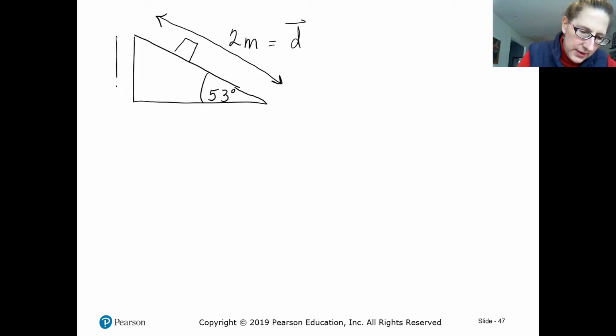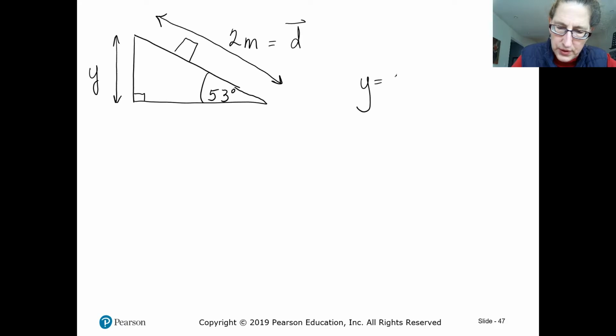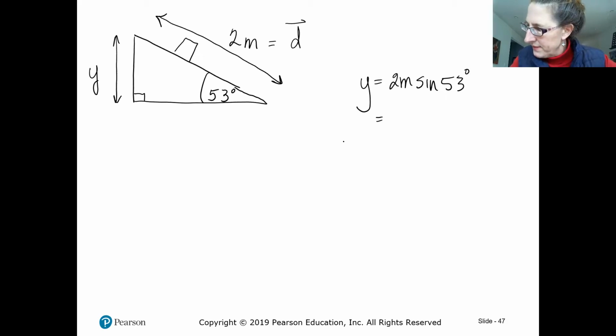Okay, now we need this height because the work done by gravity is determined only by the change in vertical distance here. So we're going to call this y. As you can see from that triangle, y is equal to 2 meters times the sine of 53 degrees. And so the distance vertically that this thing moves is 1.6 meters. We need that.